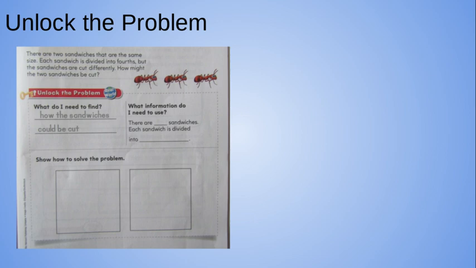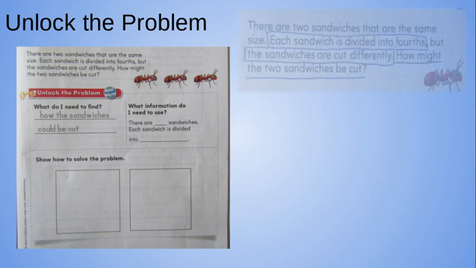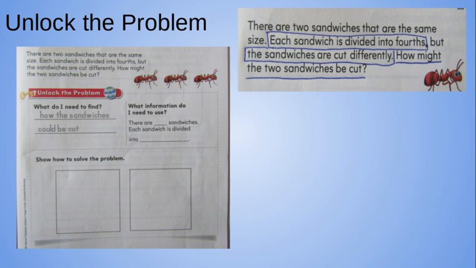There are two sandwiches that are the same size. Each sandwich is divided into fourths, but the sandwiches are cut differently. How might the two sandwiches be cut? We've read it carefully twice. Now let's go ahead and underline the question and box up our key information.